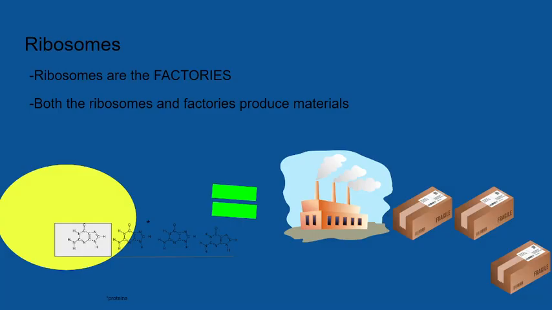Next on the list is ribosomes. Ribosomes are the factories. Both the ribosomes and factories produce materials. Here we can see the ribosomes producing proteins, since that's what they produce. And the factories, they're producing resources that the country can use. And since they're both producing, the two are extremely similar.